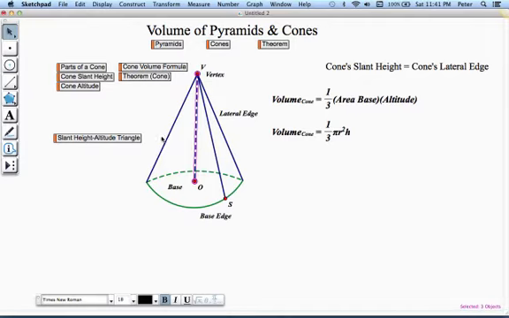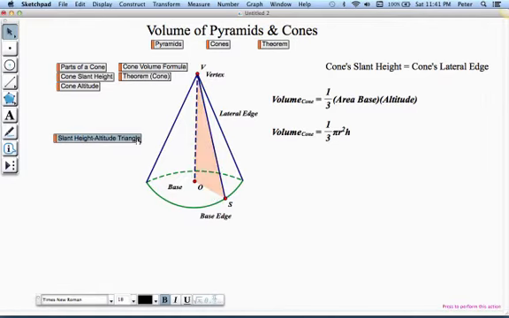Now there really aren't as many triangles that are helpful in a cone because of the circular base, but there is one that we'll use frequently, and that is the triangle made up of the altitude, the lateral edge, or the slant height, same thing, and the radius of the base.